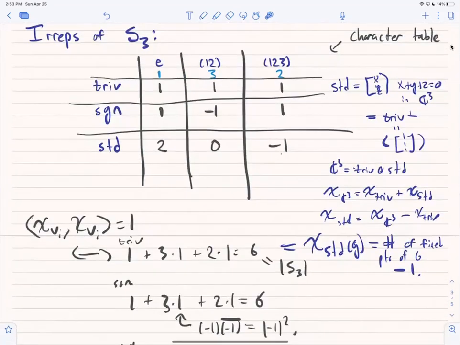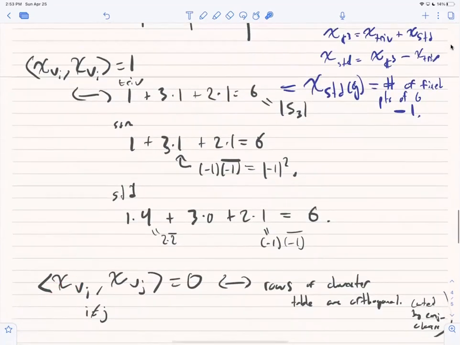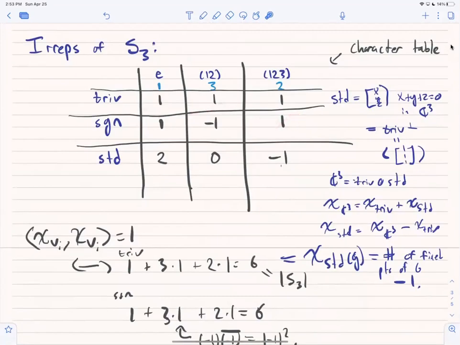So 1 times 1 times 1 plus 3 times 1 times -1, so that's 1 minus 3, plus 2 times 1 times 1. It's 1 minus 3 plus 2, which is equal to 0. So orthogonality of distinct irreducible representations gives you orthogonality of these rows, where you have to remember to multiply the sum you get from each column by the number of elements in the conjugacy class. That's why we write the number of elements in the conjugacy class up here.